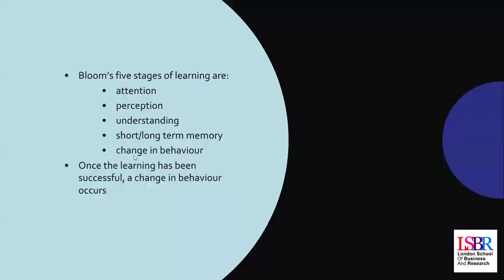So here's Bloom's five stages of learning: attention, perception, understanding, short-term memory, and a change in behavior. So once the learning has been successful, a change in behavior occurs. So as a teacher, if you observe a change in behavior, then you know that the learning has taken place. So that might come across in different ways. It might be a sense that the students are not struggling with the task that you've given them. All of a sudden they understand and they manage to carry the task out easily. Maybe they learn something that makes them change their behavior in the outside world.